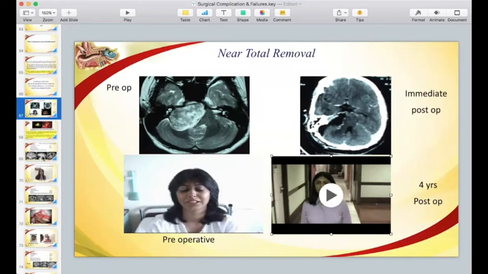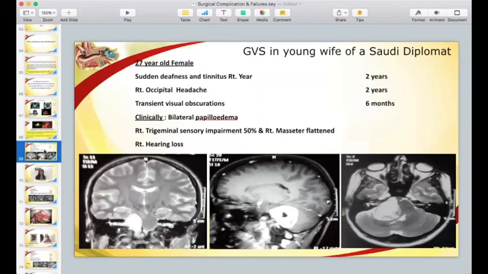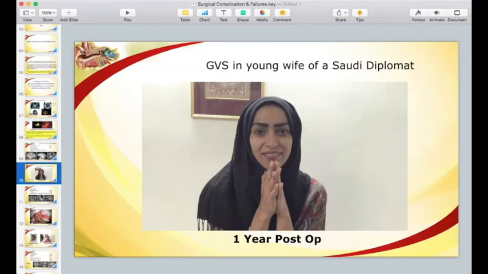There are several such cases. This is a lady who is the wife of a Saudi diplomat who had a very large tumor, and she had a wonderful tumor removal, and this is the face after tumor removal. I won't show you the videos because there is no time.